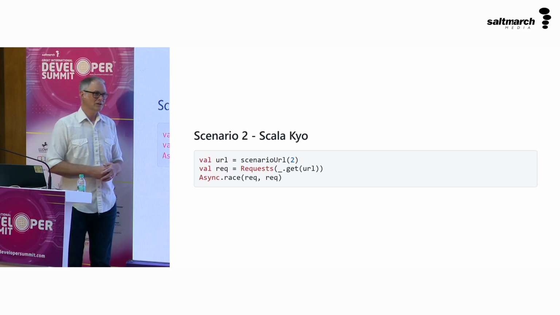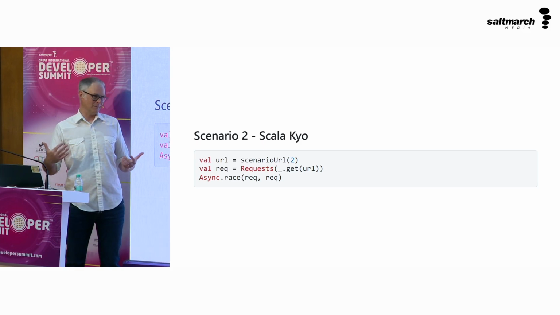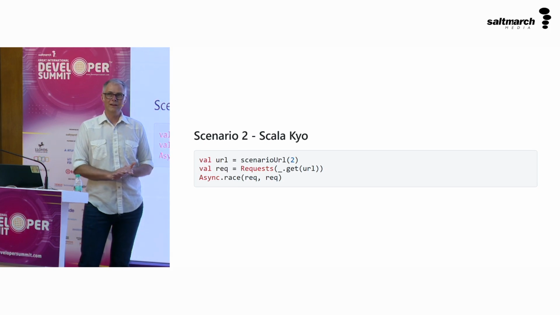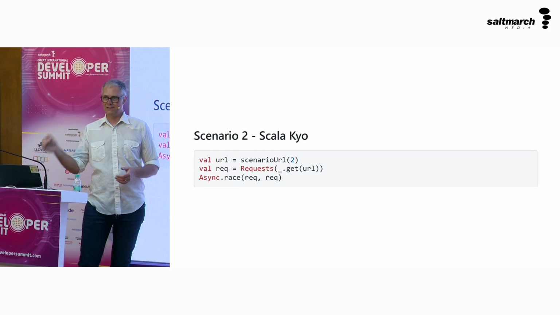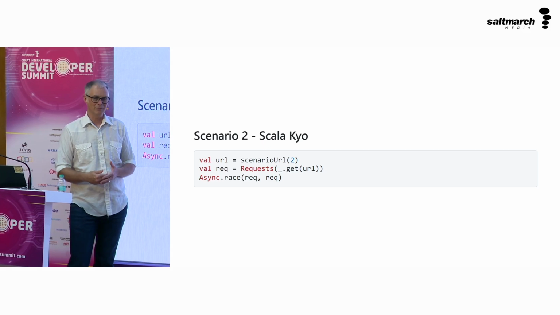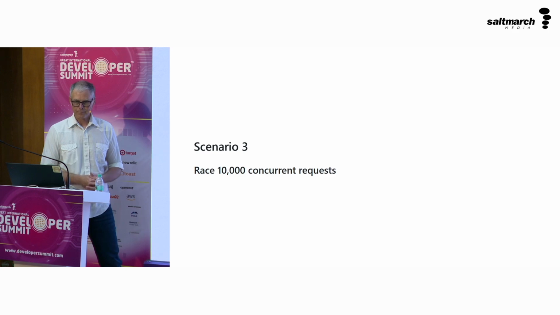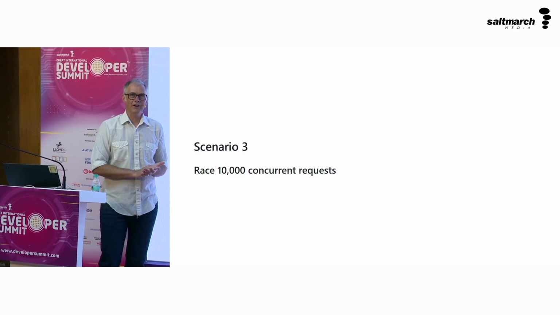And this is where structured concurrency can be pretty awesome at giving us the ability to do concurrency in a way that is concise and gives us all the benefits, so that we don't have to manage the underlying gory details of concurrency. Okay, moving on to scenario 3.